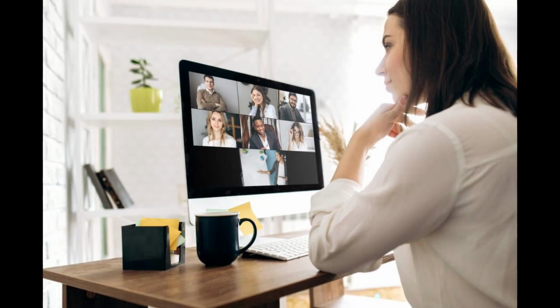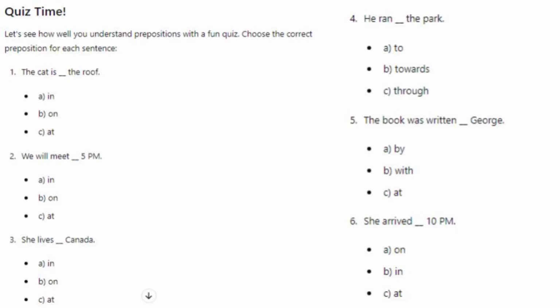Quiz time. Let's see how well you understand prepositions with a fun quiz. Choose the correct preposition for each sentence. 1. The cat is blank the roof. A, in, B, on, C, at. 2. We will meet blank 5 p.m. A, in, B, on, C, at.